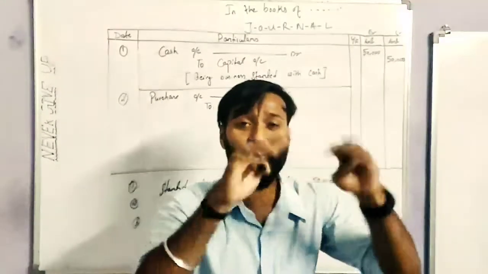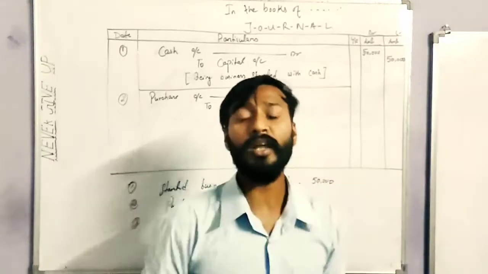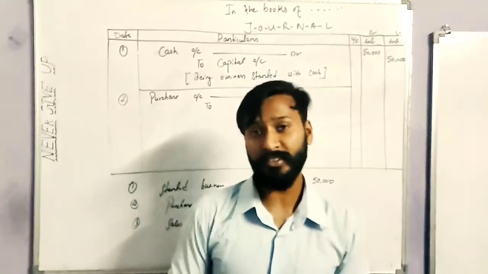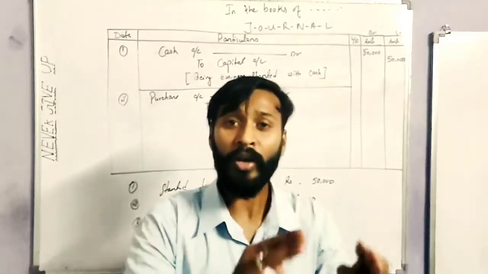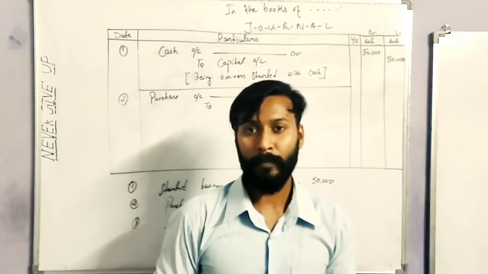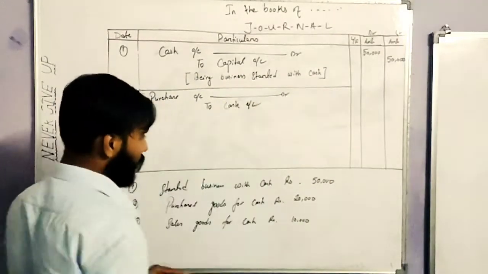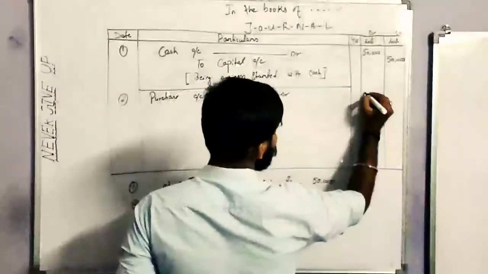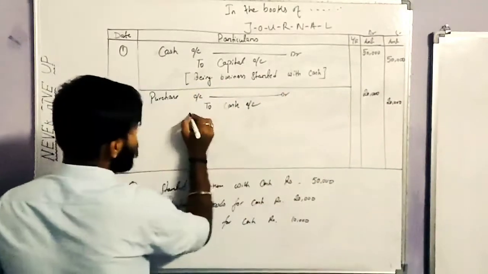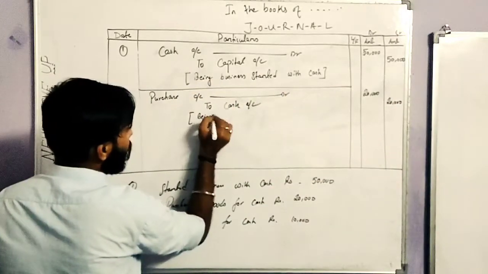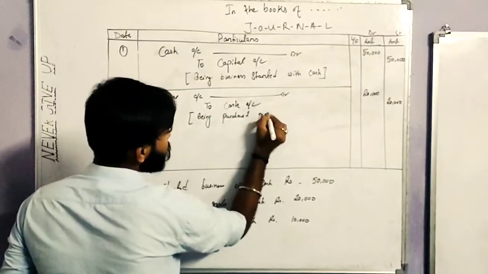From the business, cash is going out. Cash will fall under real account. And the golden rule of real account is credit what goes out. So cash will be credit. Cash account. How much? 20,000. 20,000 will be debited. 20,000 will be credited. Narration will be: being purchased goods for cash.